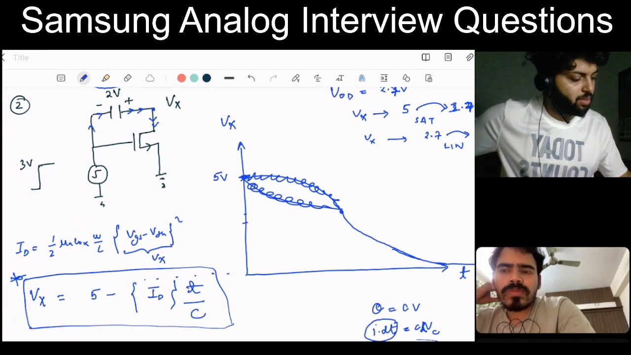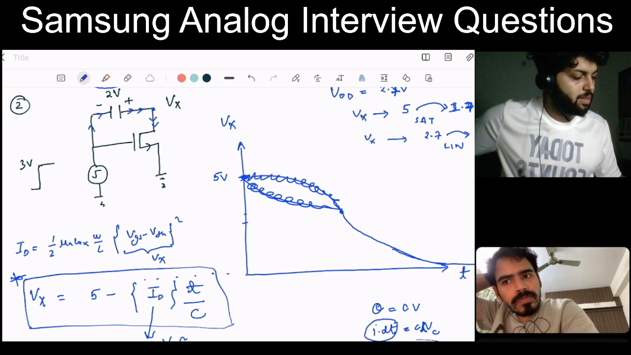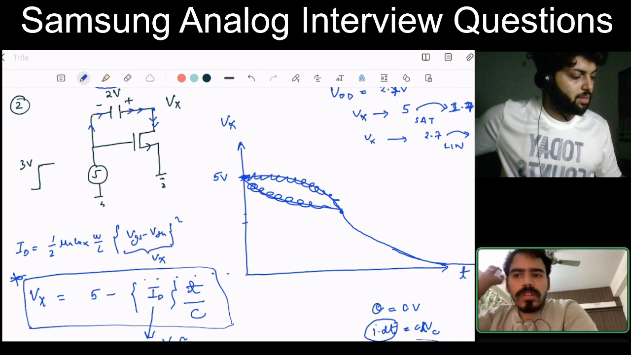Where is the y equal to mx plus c equation? This Vx is Id equal to this y. Id also has Vx square, right? So it's a very complicated equation. Yes, so you can say it's decreasing, but we can't decide the whole curve.